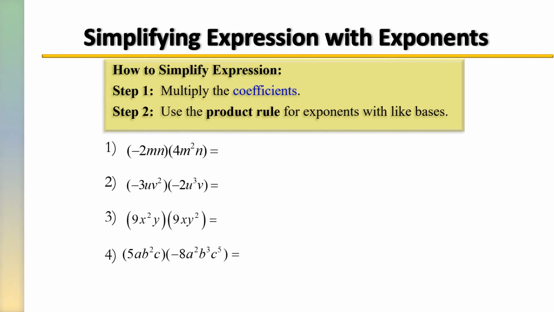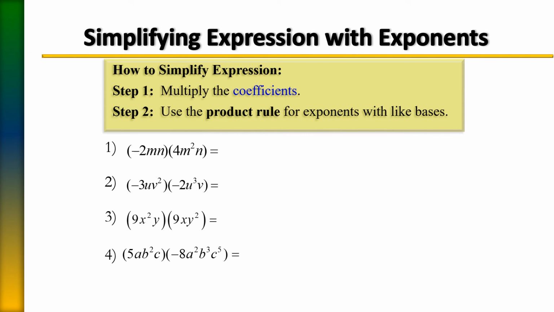And now that you know what a coefficient is, let's go ahead and multiply some group of monomials. So step 1 is to multiply their coefficients, and then step 2 is to use the product rule for exponents that have like bases. So let's do example 1. Step 1, multiply the coefficients. So the coefficient -2 times the coefficient of 4 is going to give me a coefficient of -8.